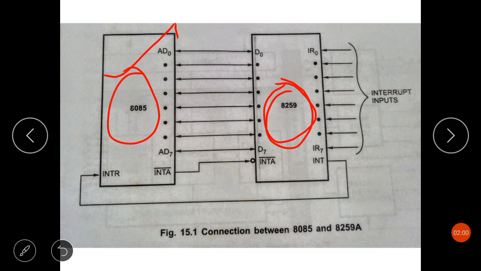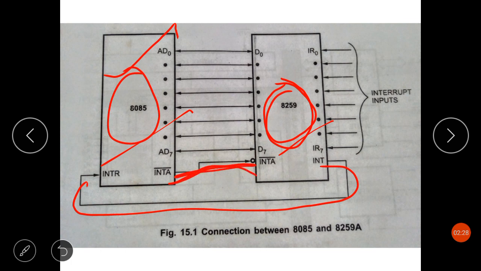This 8259 is a commonly used programmable interrupt controller, which is specially designed for use with the INTR and INTA bar pins of the Intel 8085 microprocessor. As you can see, this 8259 is connected with the 8085 microprocessor through this INT pin as well as through this INTA bar pin. Through these two pins, it is basically connected to the 8085 microprocessor, and then there are data lines through which 8259 gives the address to the 8085 microprocessor.